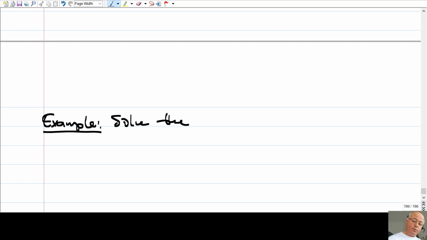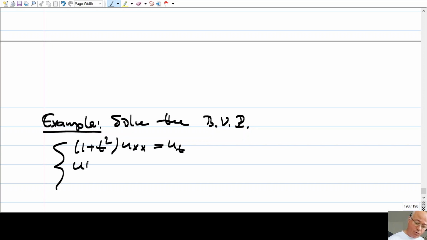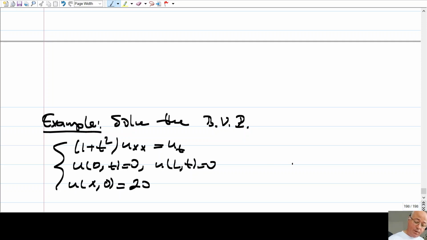Solve the boundary value problem. Şöyle olsun. 1 artı t kare u sub xx equals u sub t. u(0,t) equals 0, u(L,t) equals 0, and u(x,0) equals, let's say, 20. L de şey olsun 50 centimeters olsun.